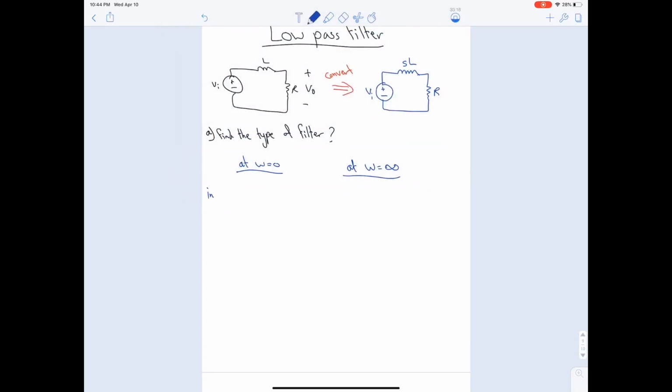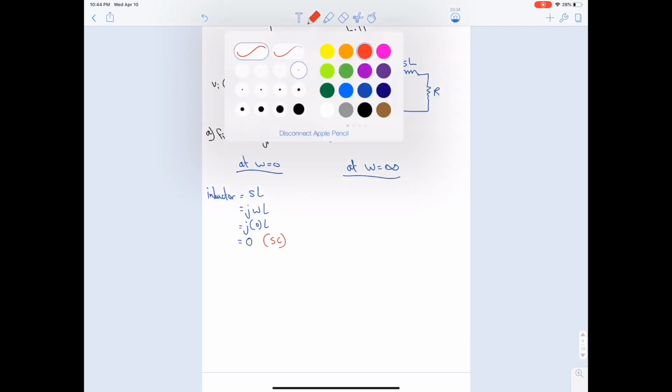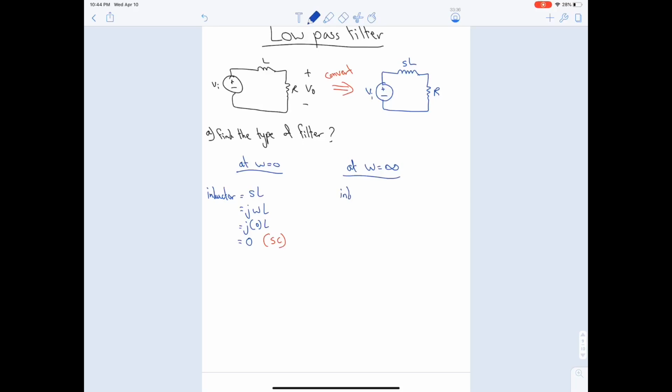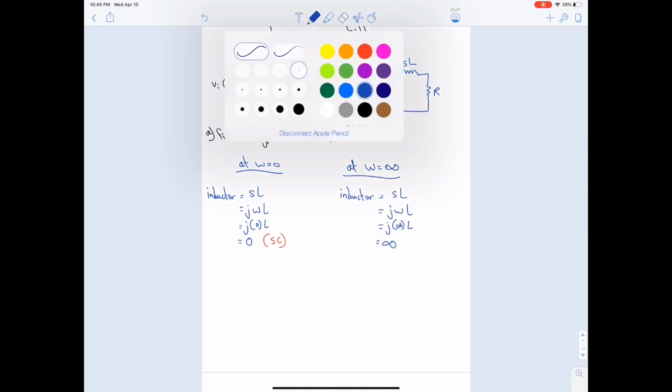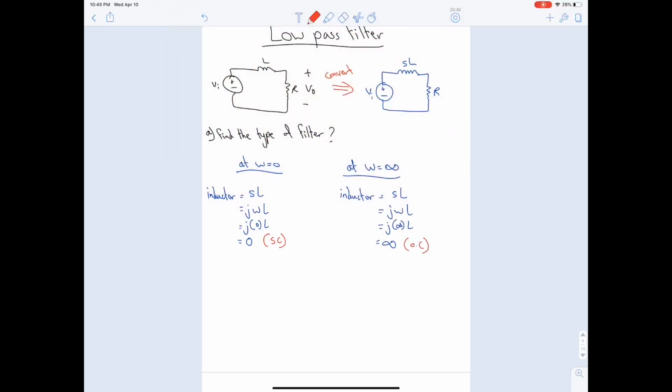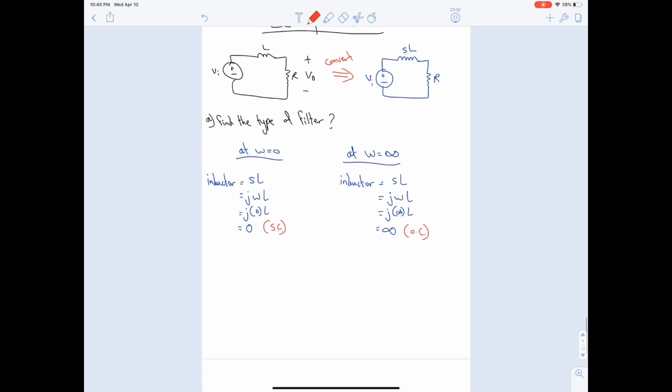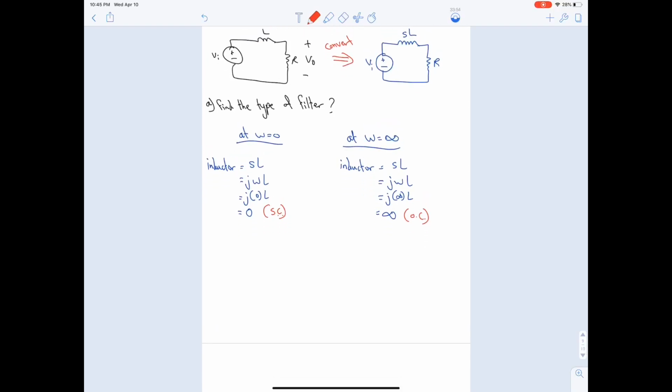Let's start. The inductor is equal to SL, which is equal to jωL, j0L, which is equal to 0. Now 0 represents a what? A short circuit. Let's do the same thing for omega equal to infinity. The inductor is equal to SL, jωL, j infinity L, which is equal to infinity. That's a what? An open circuit. Okay, short circuit, open circuit. Now we redraw the circuit.